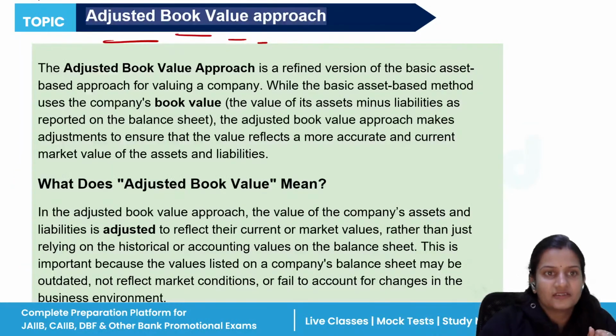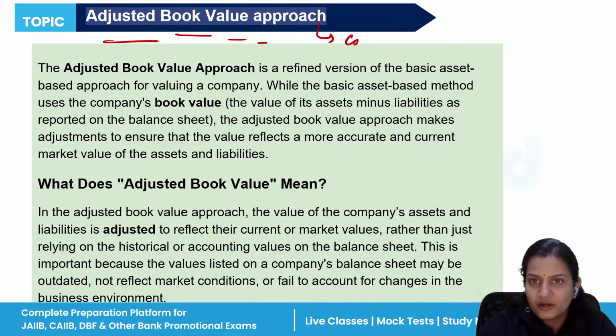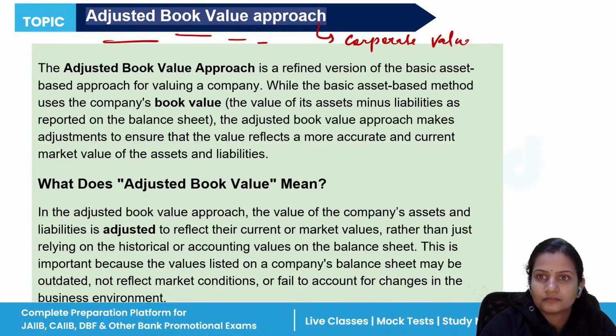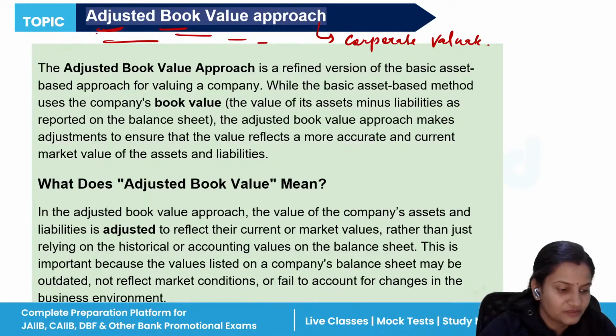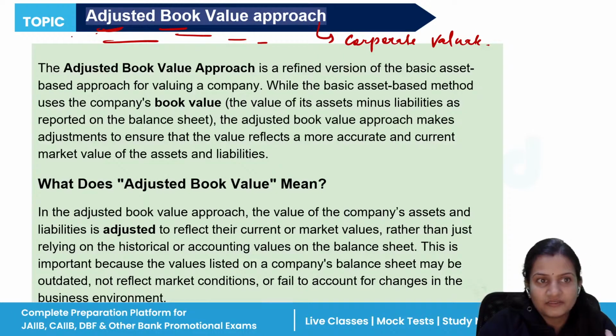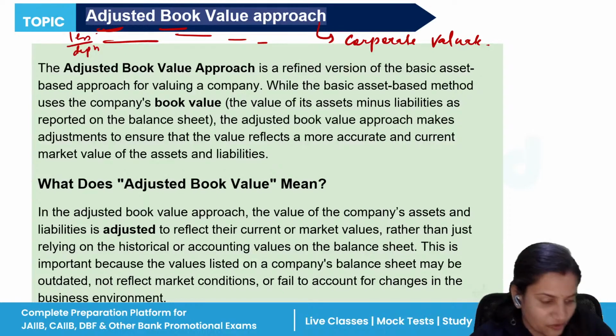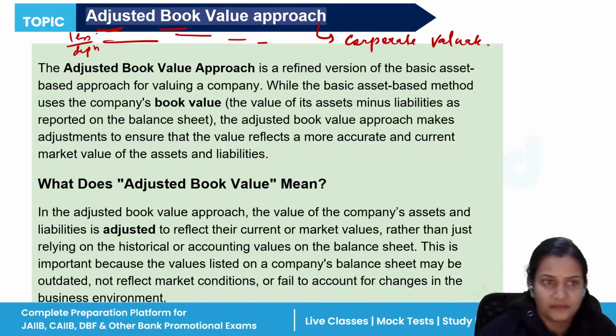Now, the adjusted book value approach, another method of corporate valuation. It means that, in this case, the book value is being adjusted. It means what? You have to deduct the depreciation here. In the adjusted book value approach, we deduct the depreciation.